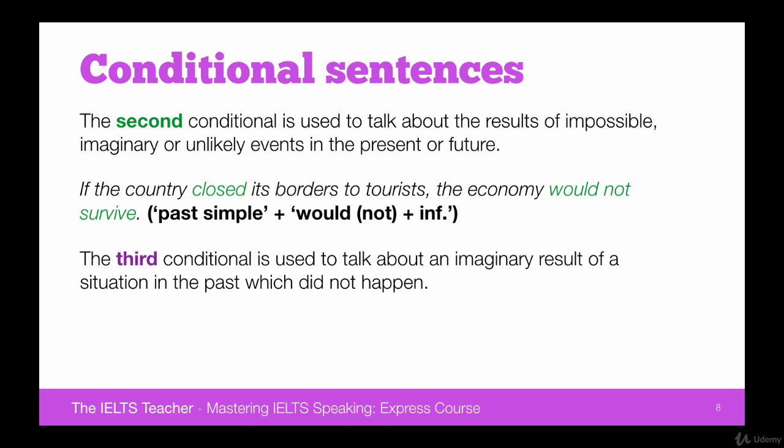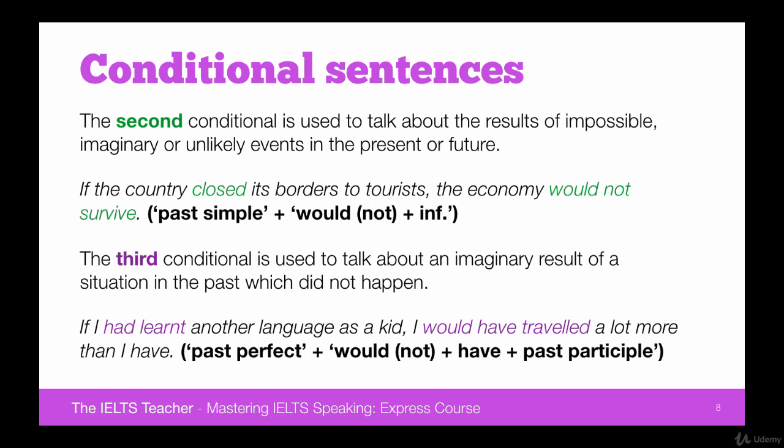Finally, the third conditional is used to talk about an imaginary result of a situation in the past which did not happen. So this conditional is really used to talk about the past. And we form it like this. If I had learnt another language as a kid, I would have travelled a lot more than I have. So in the cause clause, we use the past perfect, and then in the result clause, we use would or would not plus have plus the past participle.